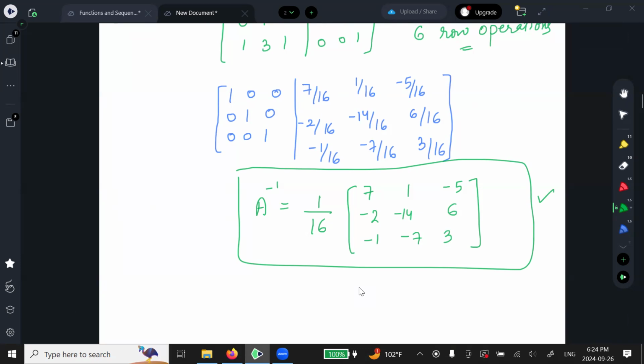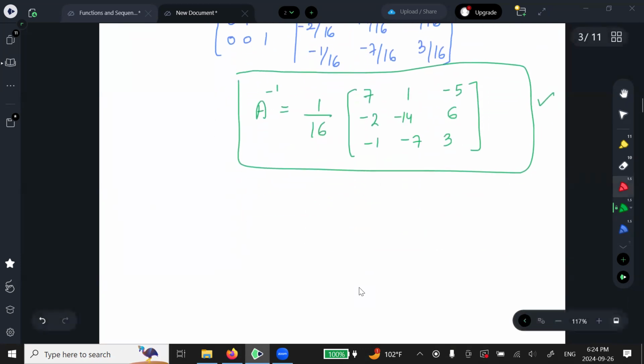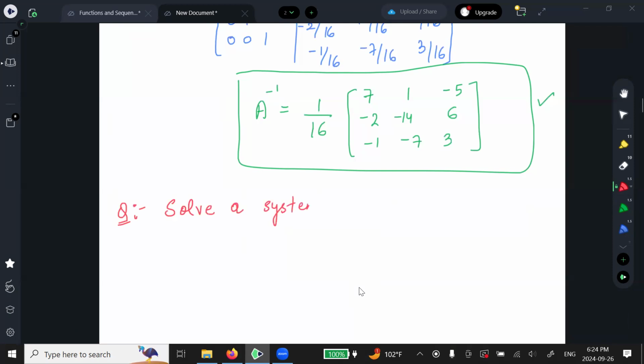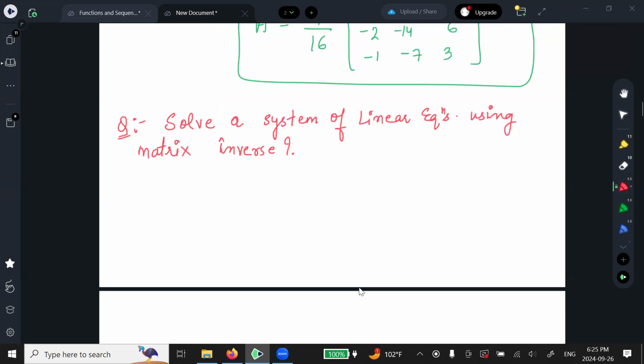Okay, practice this. And the next question, which is very important from chapter 2, will be to solve a system of linear equations using matrix inverses. You know how we always solved a system of linear equations using Gauss-Jordan? Well, I will ask you to solve a system using matrix inverse.